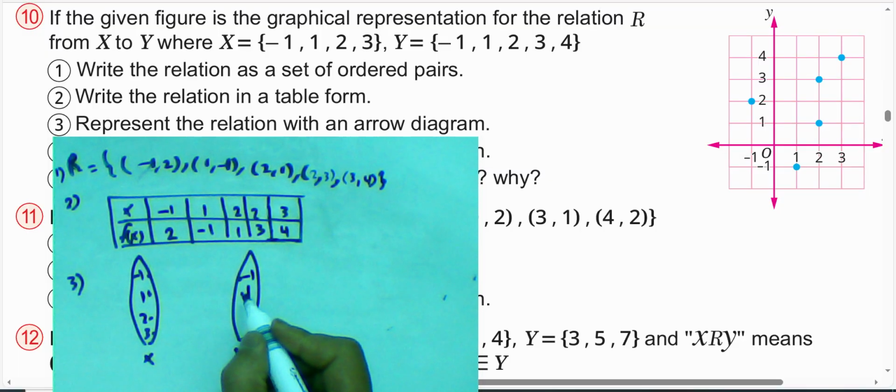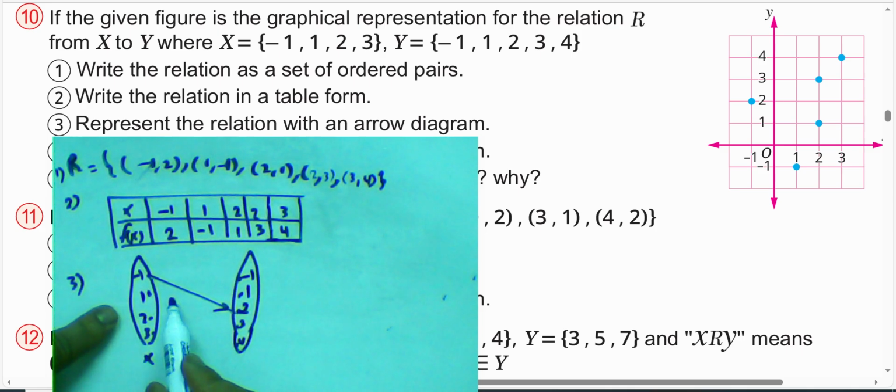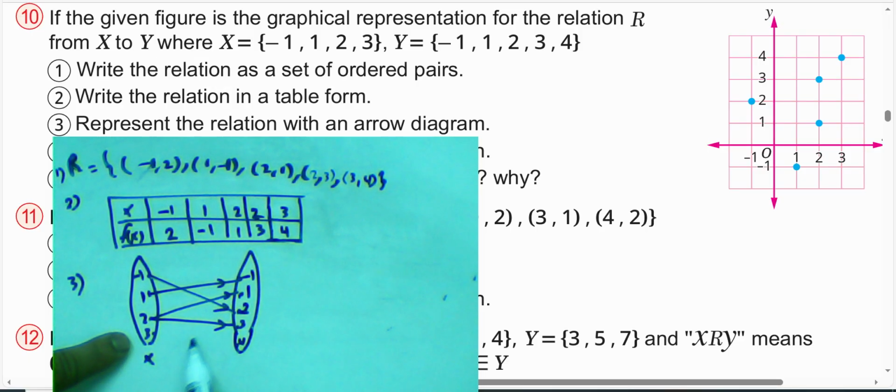Again, -1, 1. We have 2, 3, and 4. And then draw from -1 with 2, and 1 with -1, 2 with 1, 2 with 3, 3 with 4. Okay, this is question number 3.